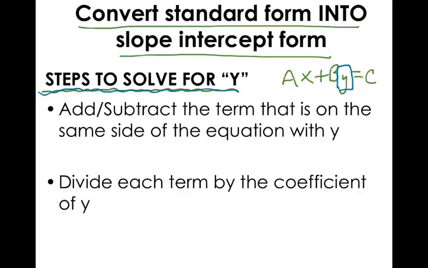The first thing you're going to do is add or subtract the term that is on the same side of the equation with y. So this piece right here is the first thing that we're going to eliminate, basically eliminate the x from that left-hand side. Then the next thing is divide each term by the coefficient of y. So this b is going to get divided. Everything will be divided by that b. And we'll see an example in a second if this doesn't make sense. But definitely get all this copied. That way, as we go through the examples, you can refer back to this list of steps.